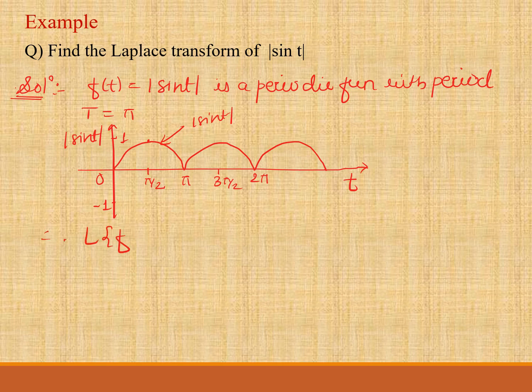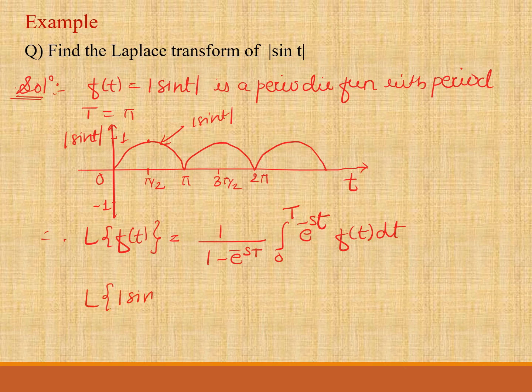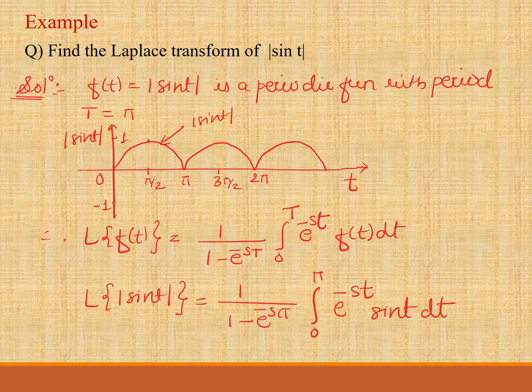So according to the definition, the Laplace transform of a periodic function is given by 1 upon 1 minus e raised to power minus sT, integration 0 to T, e raised to power minus st f of t dt. And for mod of sin t, capital T is equal to pi. So substitute capital T equal to pi. So Laplace of mod of sin t is 1 upon 1 minus e raised to power minus s pi, integration 0 to pi e raised to power minus st sin t dt.